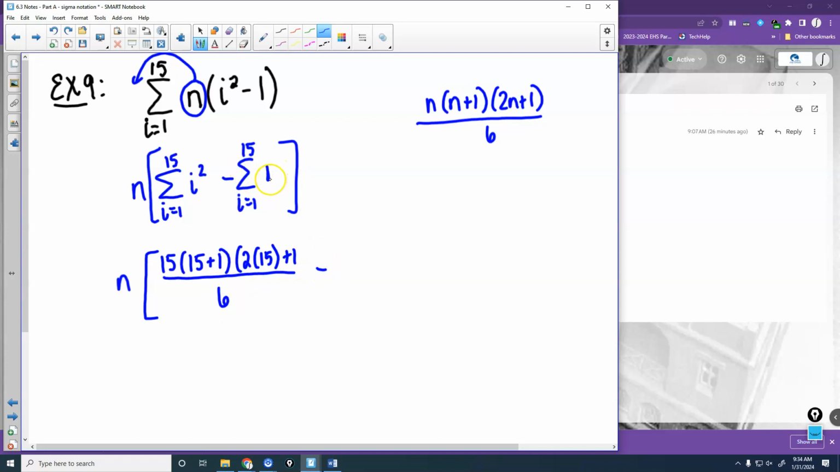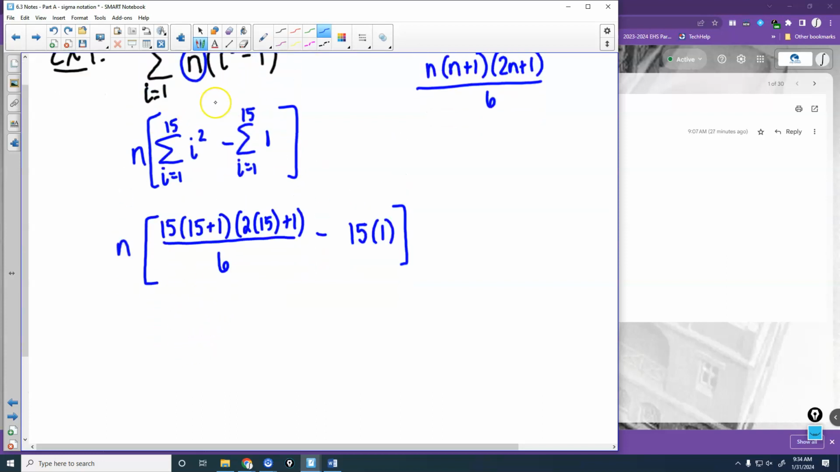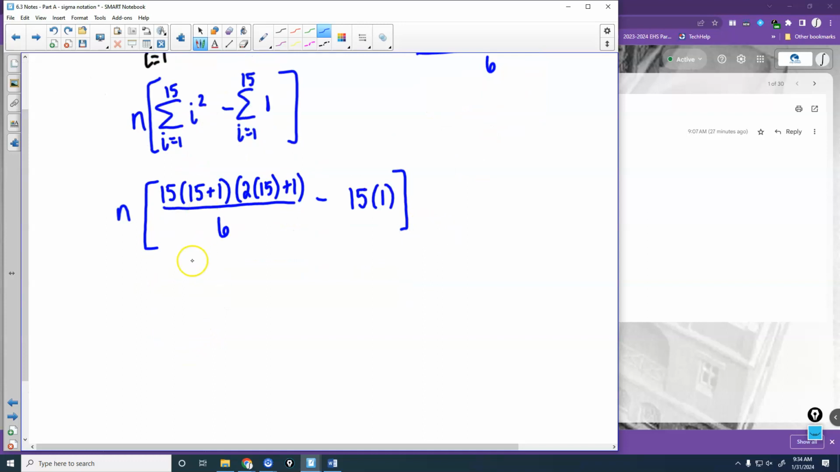And if I just have a 1 here, I'm just going to do 15 times 1, right? Just my stop value times the constant that is there. All right, so this is not necessarily easy, but it is a little bit quicker than having to add all this out. So I've got 15 times 16 times 31 over 6 minus 15.